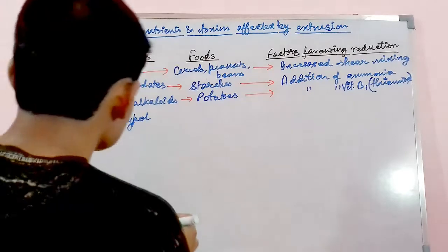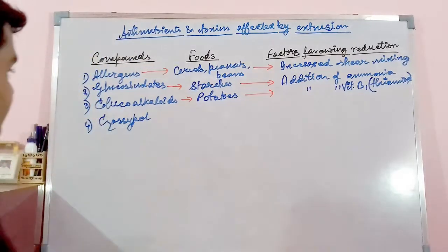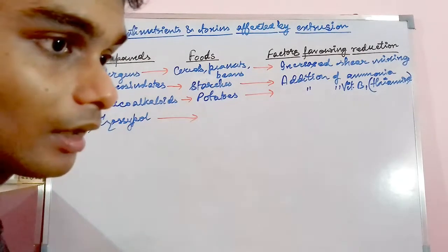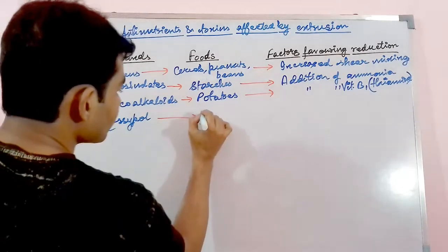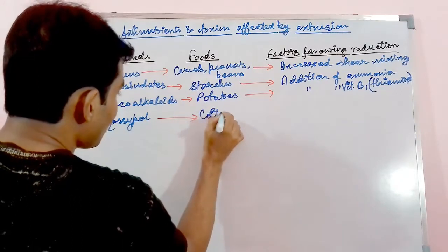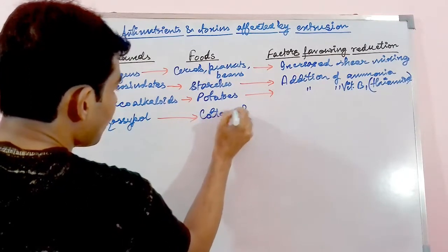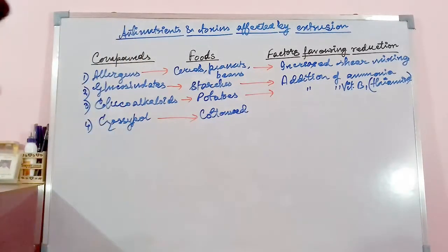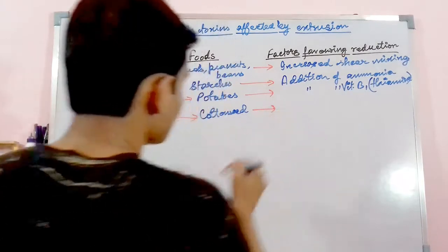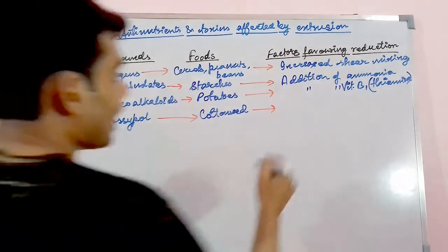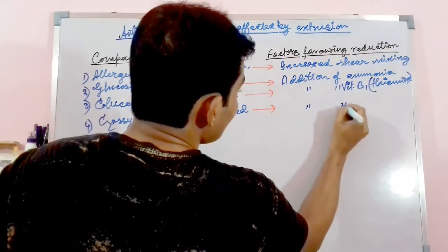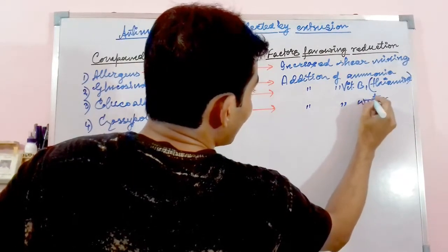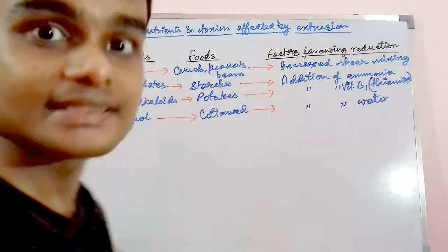Gossypol is a polyalcoholic compound which is generally found in cottonseed. It is reduced by the addition of water during the pre-mixing of the ingredients.